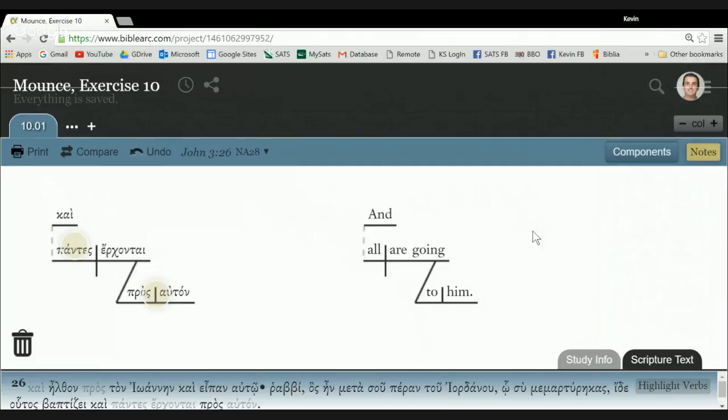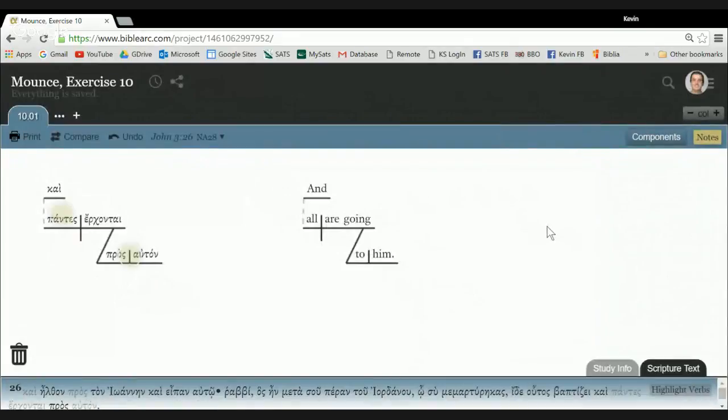Basically this morning I want to make use of this to run through exercise 10 of Mounts. I've diagrammed in Greek, and a few in English, all of the sentences from exercise 10 in Mounts' workbook, most of which I think you have now done. So we're going to run through that, and I'll also run through the technique essentially.